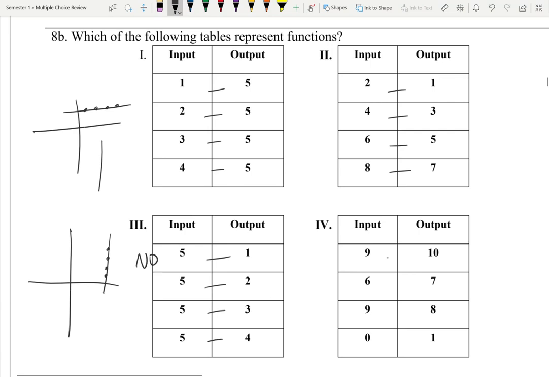This one, 9 to 10, that's fine. 6 to 7, that's fine. Not fine because earlier we said 9 to 10. So that would be different outputs for the same input. So that's no. That's not a function. What did I say no here? This is a function. Yes. This one is a function. Yes. This one, would we say yes? So the only one that's not is 4 here.